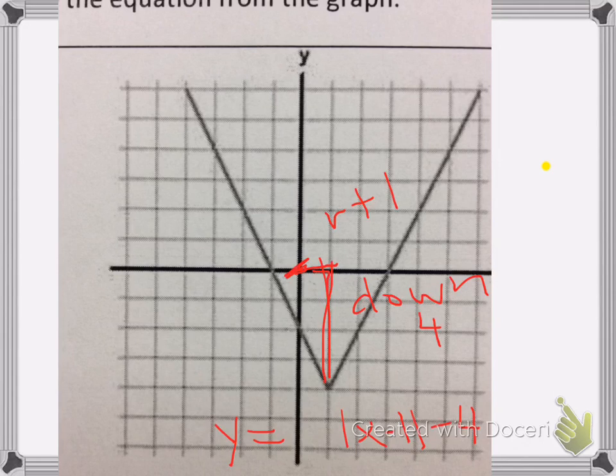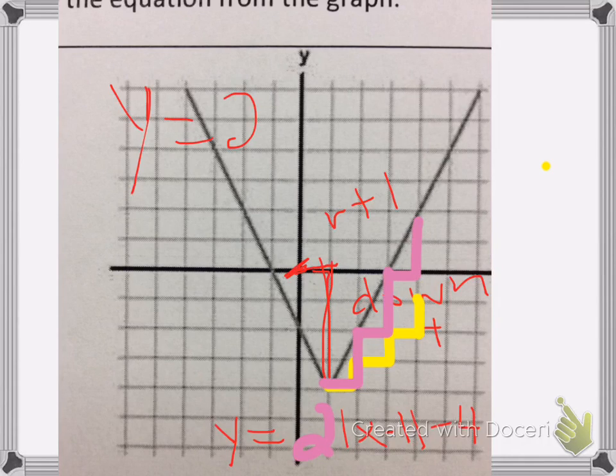Then we just need to check our pattern to make sure that our pattern was the right pattern. Did I go over 1, up 1, over 1, up 1, over 1, up 1? And I did not, so I know that there's got to be a number in front causing my pattern change. So I really went over 1, up 2, over 1, up 2, over 1, up 2. So I do have a number 2 out here in front of my equation. So my equation should be y equals 2 times the absolute value of x minus 1, minus 4.